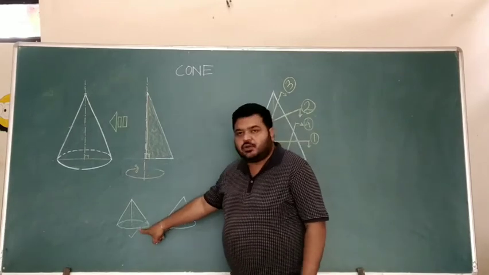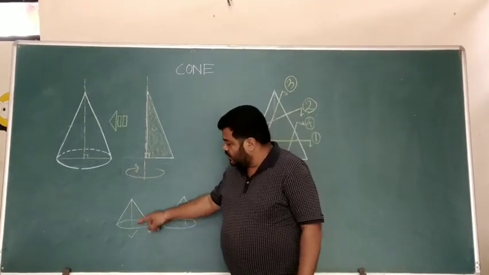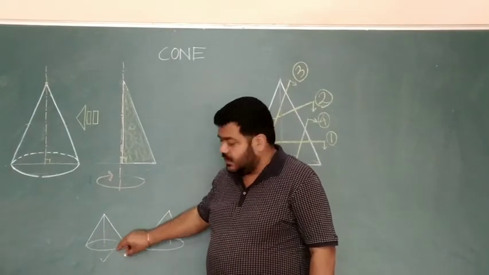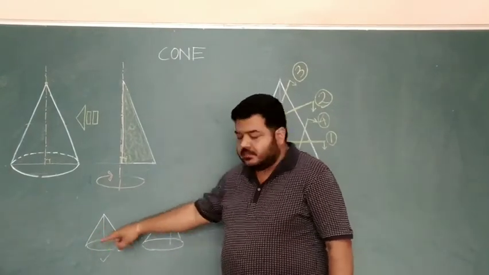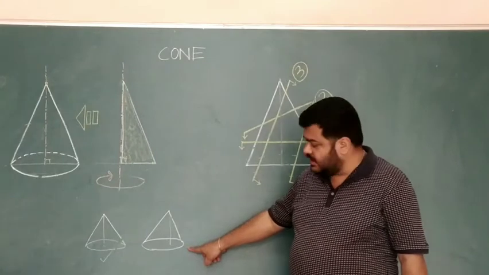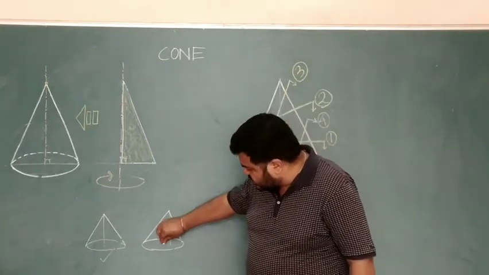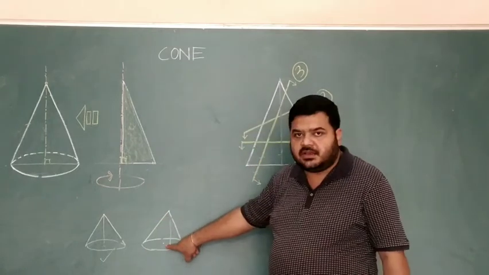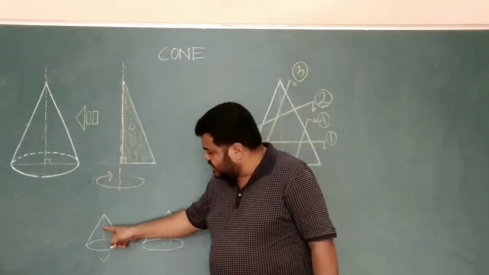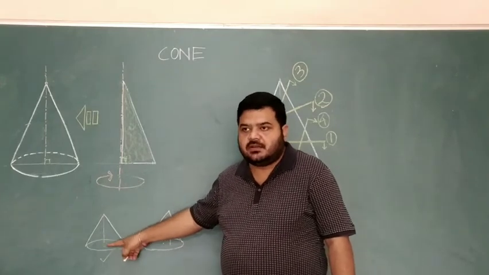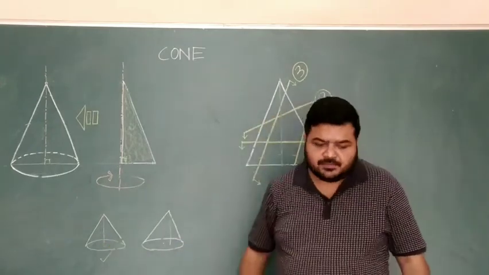A cone is said to be right circular only when the axis is perpendicular to the circular base. Here also we have a circular base, but the axis is not at the center of the base. Here the axis passes through the apex and the center of the circular base.